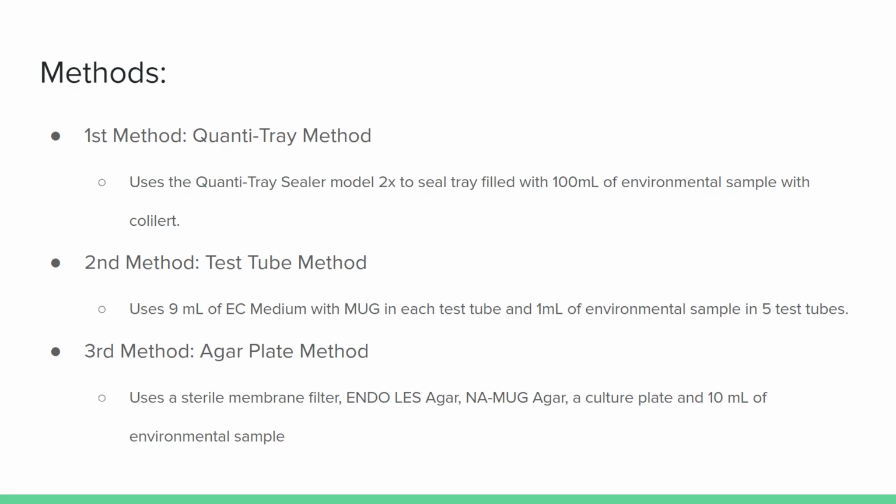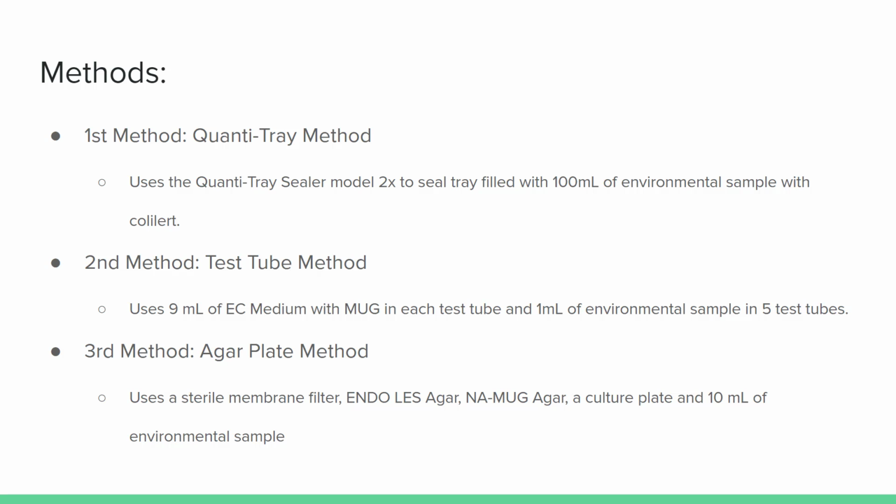For the second method, the test tube method uses 9 milliliters of EC medium with MUG in each test tube and 1 milliliter of environmental sample in each of the first 5 test tubes. Then 1 milliliter of the first 5 test tubes is pipetted into the next 5 test tubes, and 1 milliliter of that is pipetted into the third and final set of 5 test tubes. Once all 15 test tubes are pipetted in, they're incubated for 24 hours, and then the results are obtained.